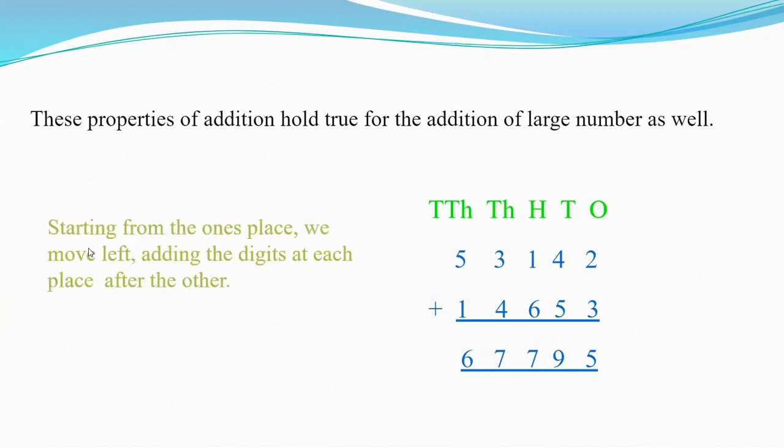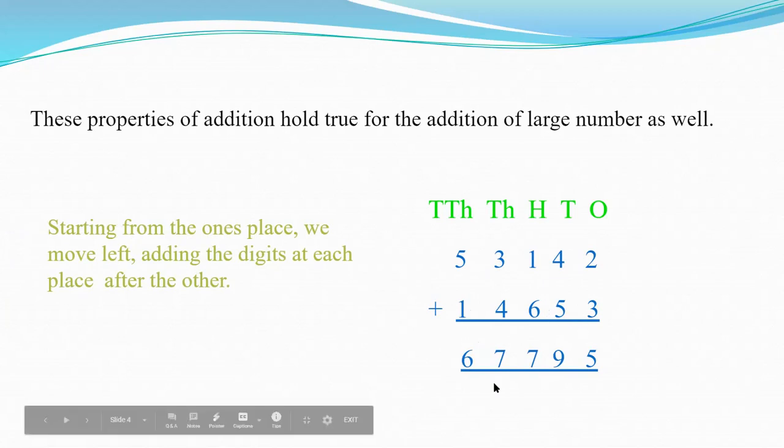I have written the rule also. Starting from the ones place, we move left, adding the digit at each place one after the other. Is it clear to all of you? It means we will start from the right side and move towards the left side for this addition. This is simple addition. So do all of you understand about the addition?